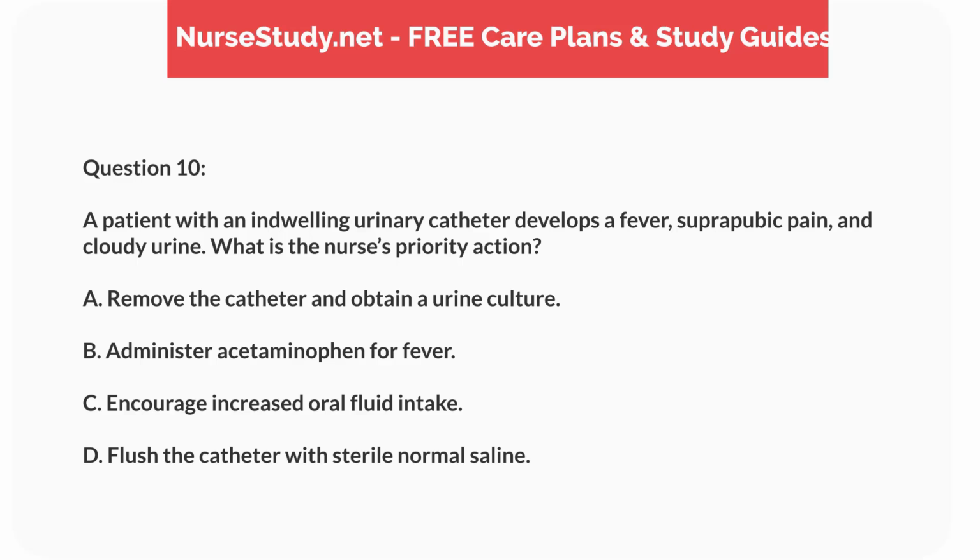Question 10. A patient with an indwelling urinary catheter develops a fever, suprapubic pain, and cloudy urine. What is the nurse's priority action? A. Remove the catheter and obtain a urine culture. B. Administer acetaminophen for fever. C. Encourage increased oral fluid intake. D. Flush the catheter with sterile normal saline.